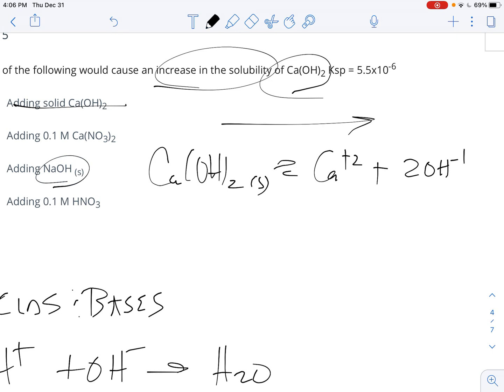This one here, what about the NaOH? Well, the NaOH is going to make the OH go up, and that's going to shift it back over to the left side. That's not what we want either.